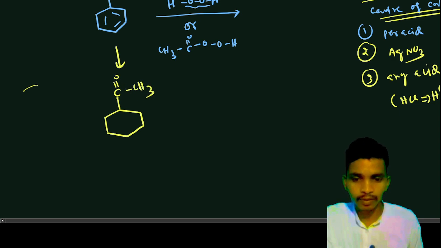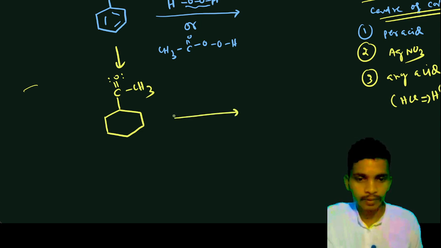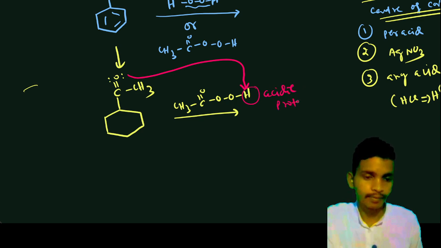OCH3. Here the lone pair electrons were there. Here we have CH3, let's say CO, and we have O and O and H. So this lone pair of electrons will abstract this proton, because this is the acidic proton, and this is going to come here. So what do you get now?